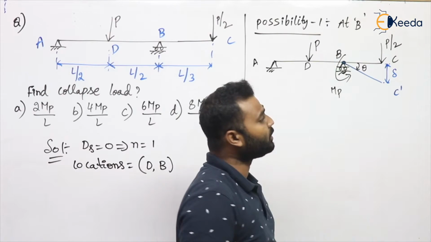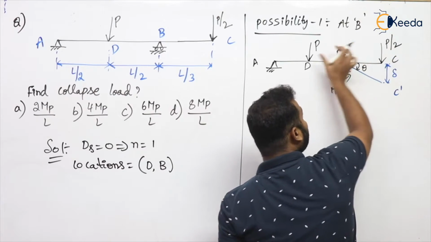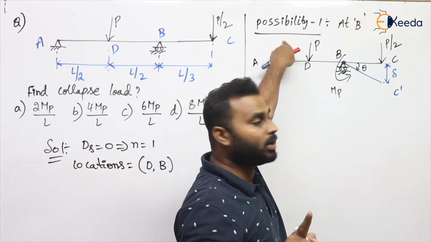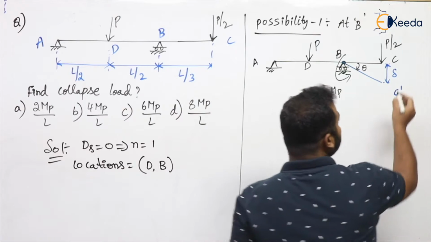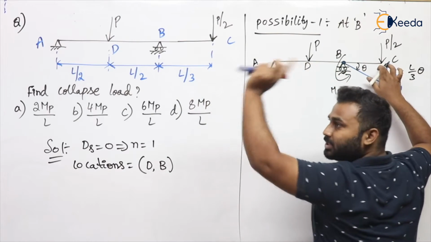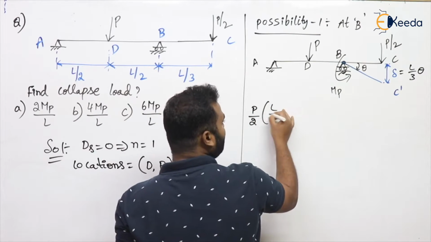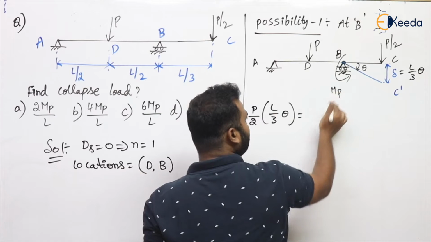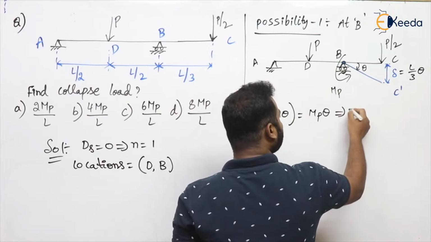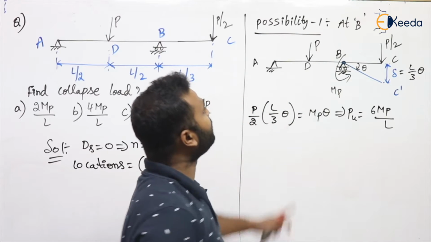Now to find the collapse load, we know that external work should be equated to internal work. External work is done by this P by 2 only, not by this load P, which is not going to do any work in this case. Only the load P by 2 does the work, and this delta is nothing but L by 3 theta, because this span BC is L by 3. So external work is P by 2 into L by 3 theta. Internal work is done by this MP, that is MP into theta. Theta will get cancelled. Now the collapse load PU comes out to be 6 MP by L. That is the collapse load in possibility 1.